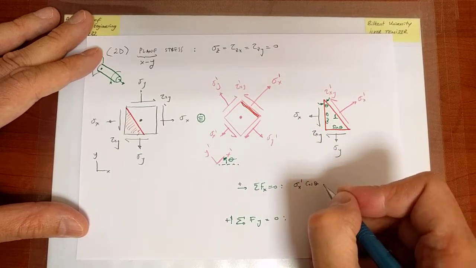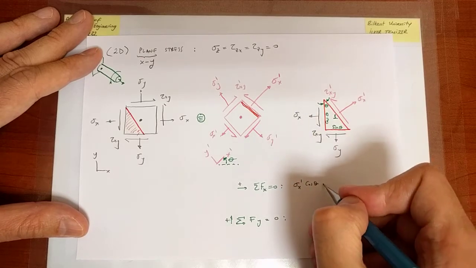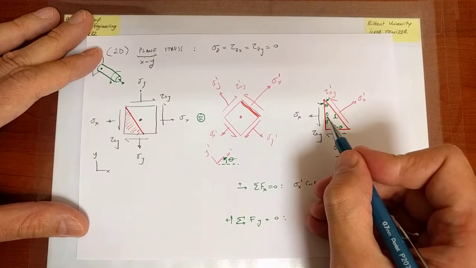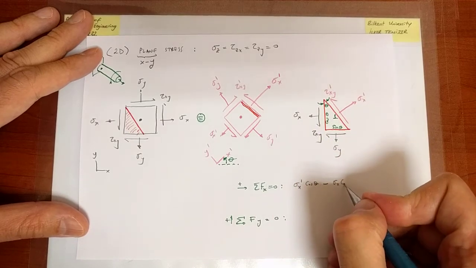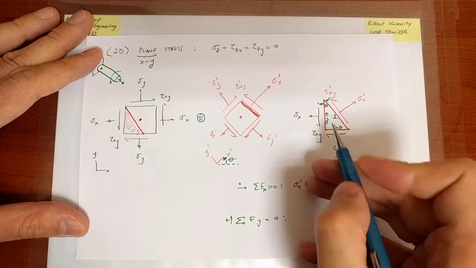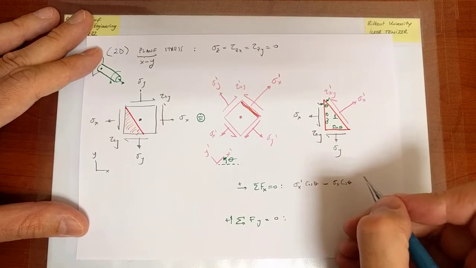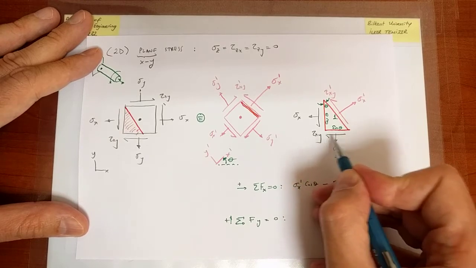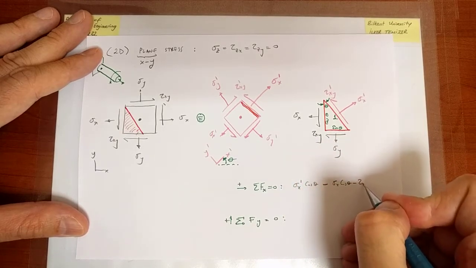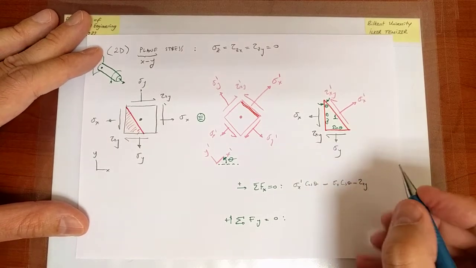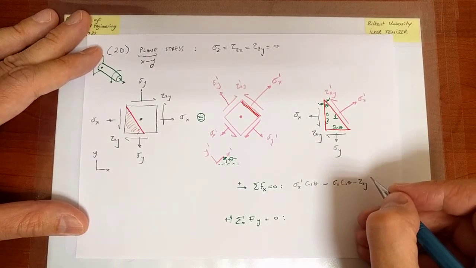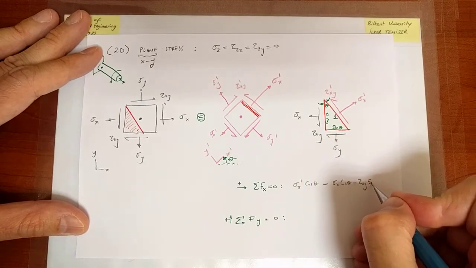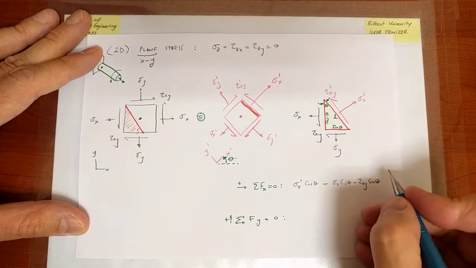So that's along the positive x-axis. And then along the negative direction, there's a sigma x acting on a plane with area cosine theta times 1. Okay, so the thickness is again 1. And there is also tau xy acting, this one, which is again minus tau xy, and eventually it is acting on an area of value sine theta, again thickness is 1.